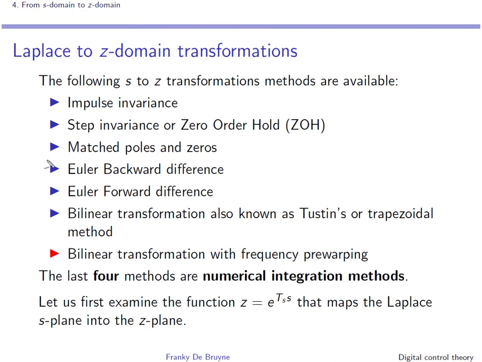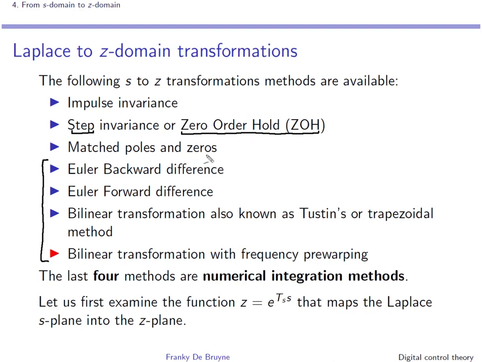The four last methods are numerical integration or numerical approximation methods. The three other methods are methods that impose a certain constraint and that allow you to obtain then a transformation method from the S to the Z domain. So this impulse invariance method, for instance, makes sure that the impulse response in continuous time and in discrete time are the same at the sampling instance. You have something similar for the step invariance method, but of course for the step response. And it can be shown that this method is equivalent to the zero order hold method, which makes sure that the impulse responses in continuous and discrete time coincide, but taking into account the zero order hold mechanism.